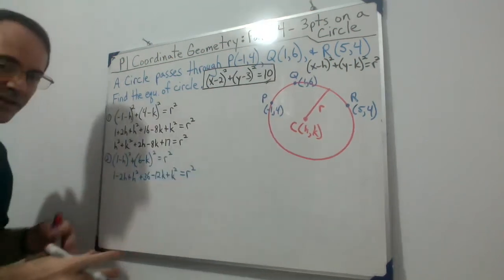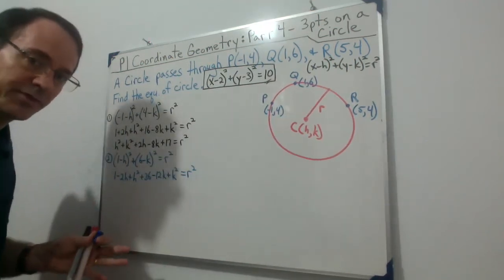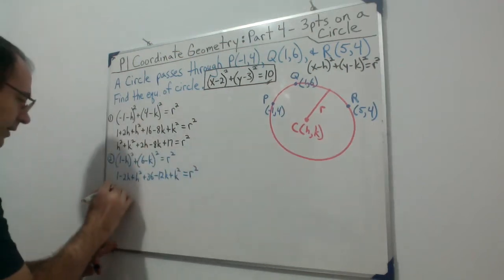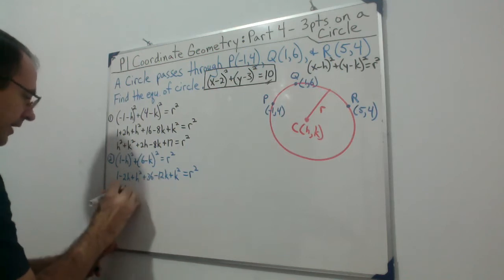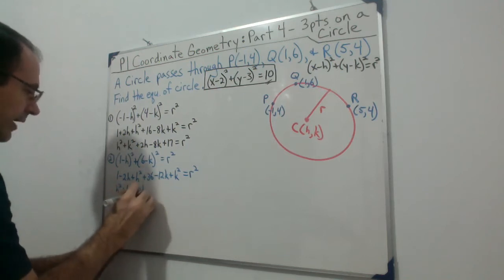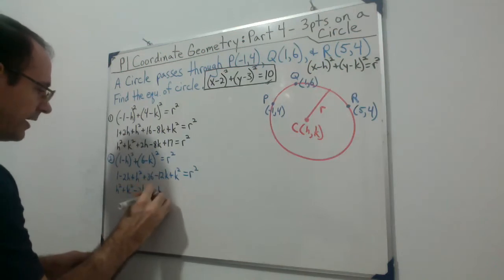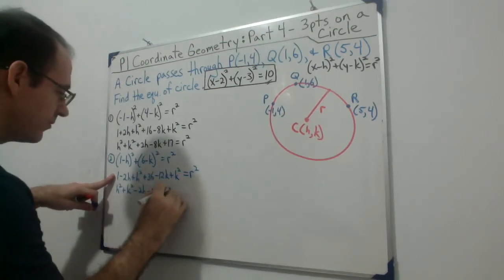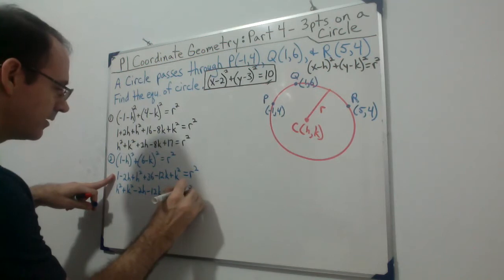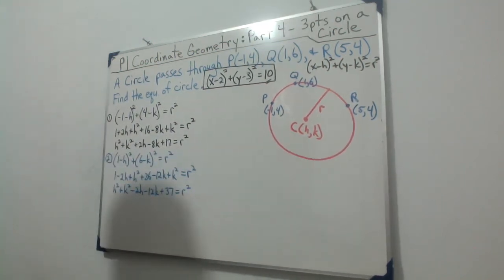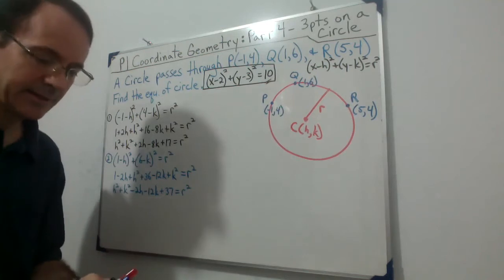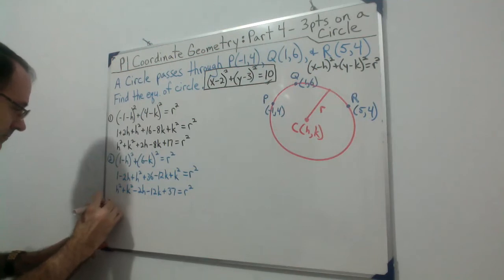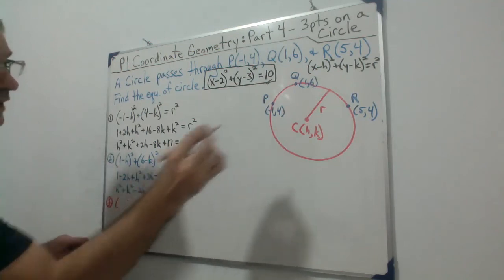So part of this depends on how comfortable you are with algebra, specifically binomial expansion. And we put this together and we get h squared plus k squared minus 2h minus 12k. And here we have a 36 plus 1, 37 equals r squared. And we're going to do it again with this one, 5, 4. So here's our third one. And so we have 5, 4.